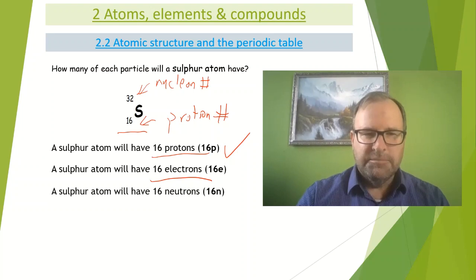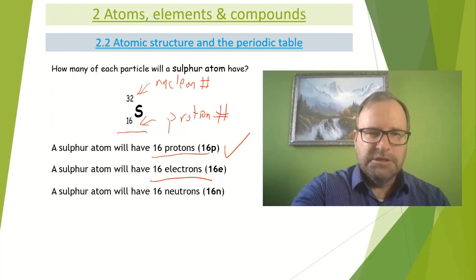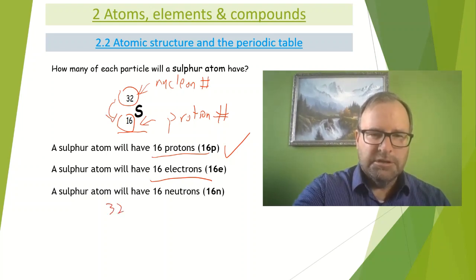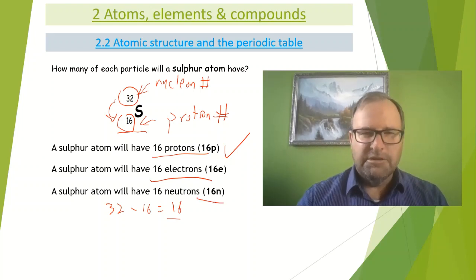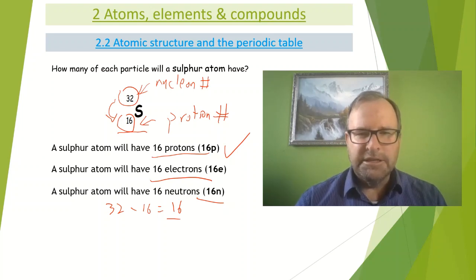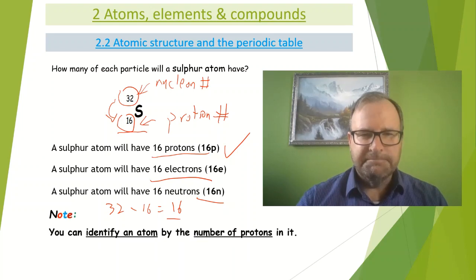To work out the number of neutrons, you simply subtract the small number, which is 16, from the large number, 32, the nucleon number. 32 take away 16, and you get 16 neutrons as per the answer here. If you got that correct, you're well on the way to having a good understanding of how to work out the numbers of each subatomic particle in an element.